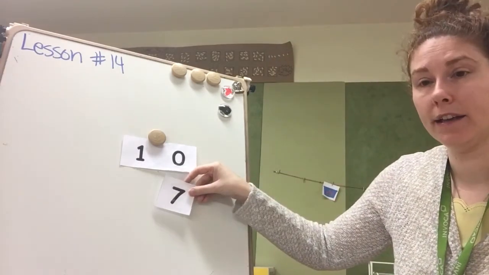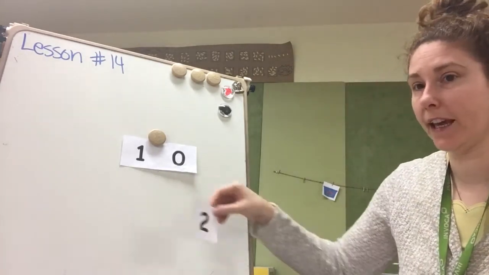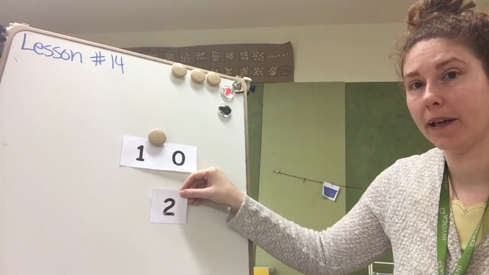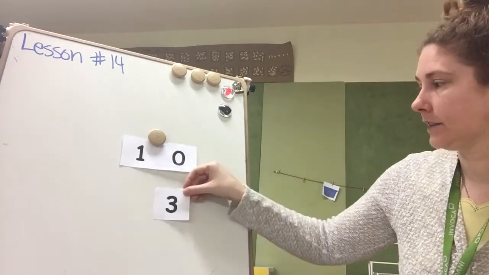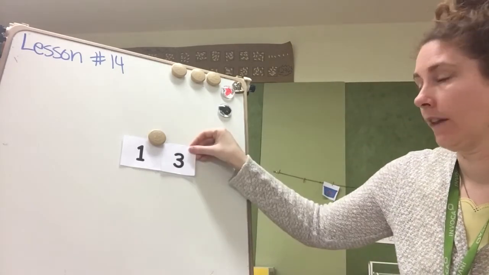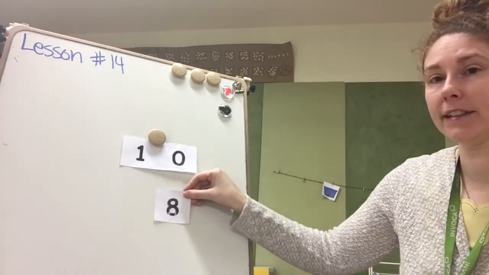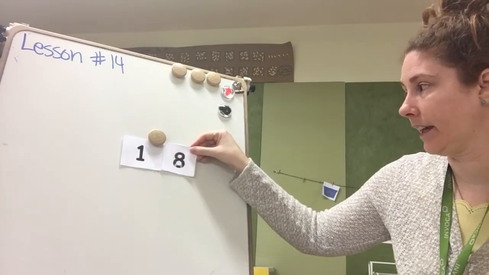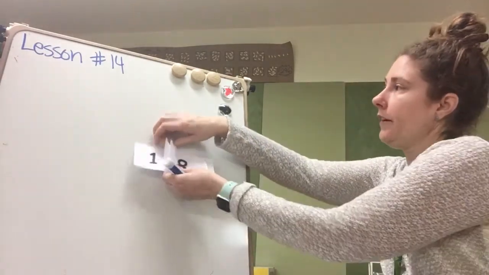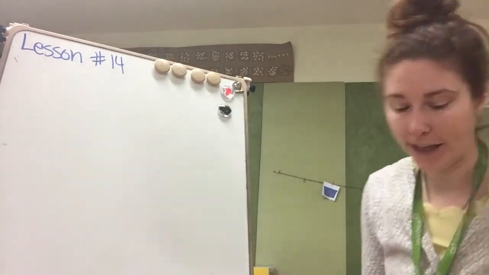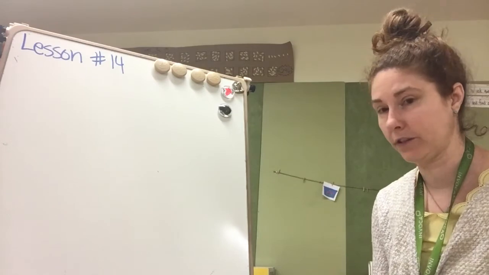10, 7, 17. I hope you're saying it. 10, 2, a little bit louder, 12. 10, 3, 13. 10, 8, 18. So that was actually, we just did all of our teen numbers. So that was great practice counting the say 10 way and traditional regular way of counting.